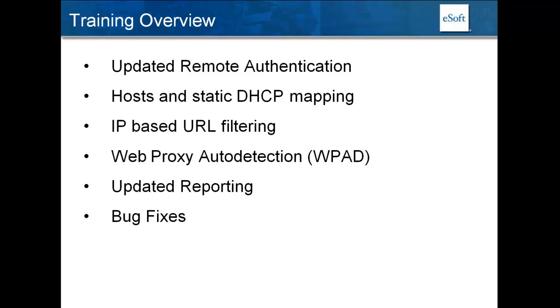We've added the ability to map host names to MAC addresses and IP addresses to those MAC addresses, so static DHCP mapping as well as host name mapping. We've added the ability to do IP-based URL filtering. We've also added web proxy auto detection, which is a setting in all browsers. Most commonly, you're familiar with it under Internet Explorer. When you go to Internet Options, there's an automatically detect proxy settings checkbox that's enabled by default.